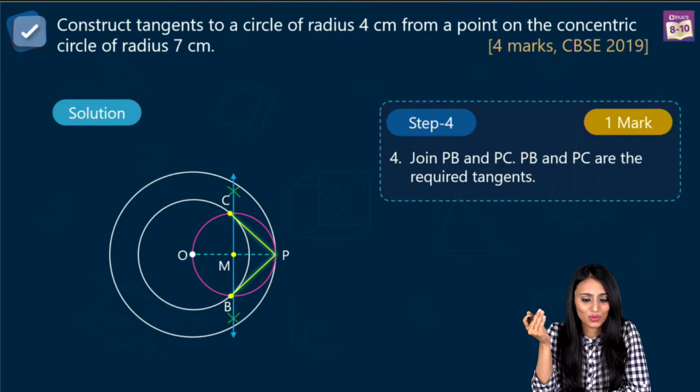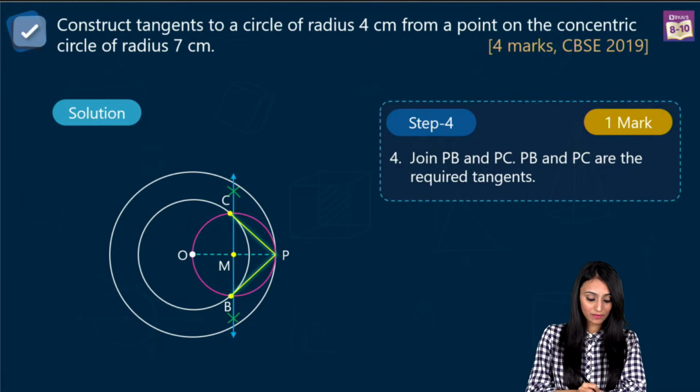How to draw midpoint circle, how many centimeters, ma'am? Sorry, I'm not able to understand your question. CP and BP, yes, these are the required tangents. Yes? What is your query? What is your question?